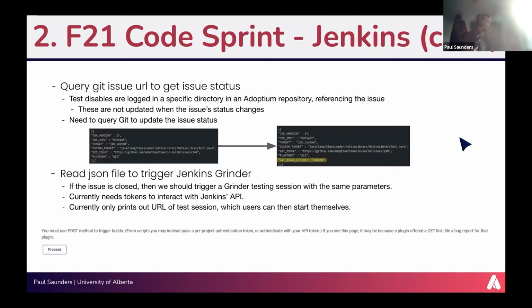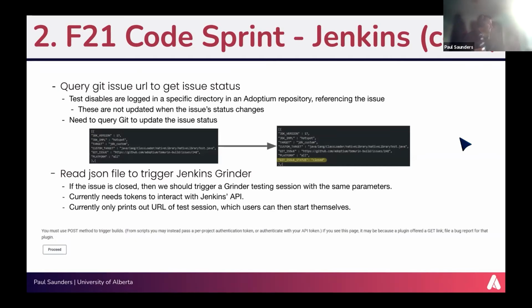Now, currently, the downside is that we need tokens to interact with the Jenkins API. Of course, we can't just have anybody going in and running any tests. That doesn't make any sense. And the settings for that aren't quite set up yet. And so what we have now is this service will just print out the URL to rerun that test.